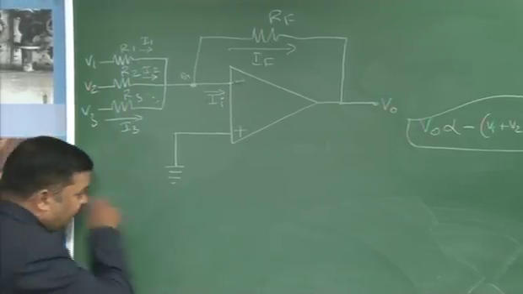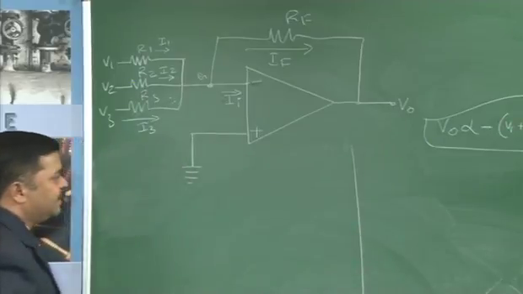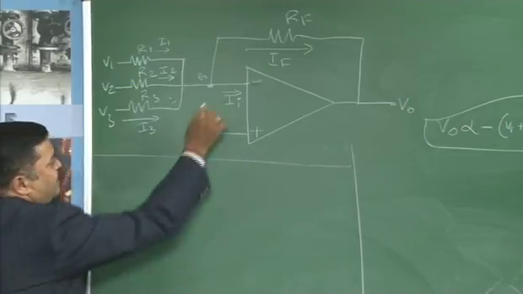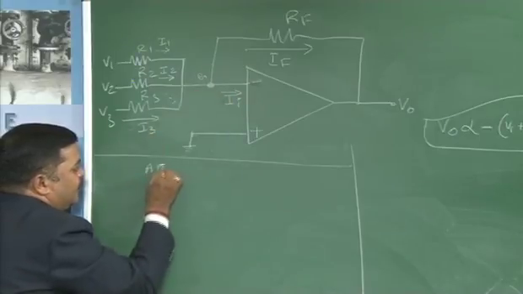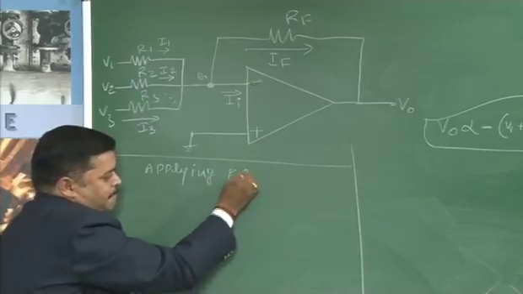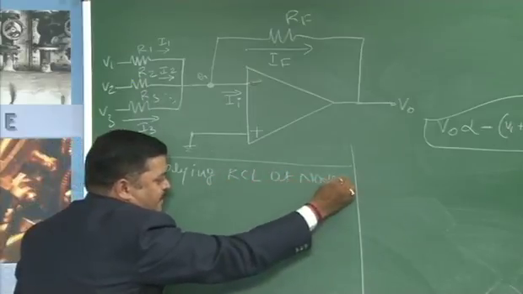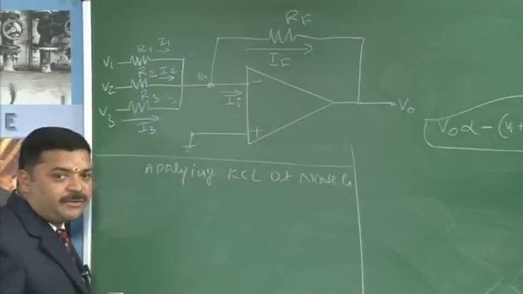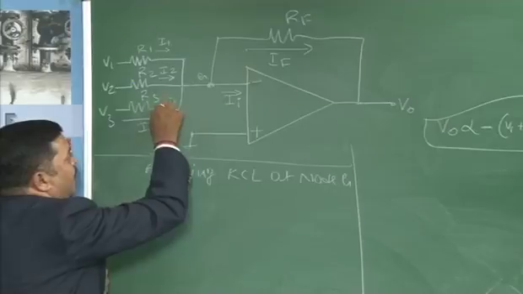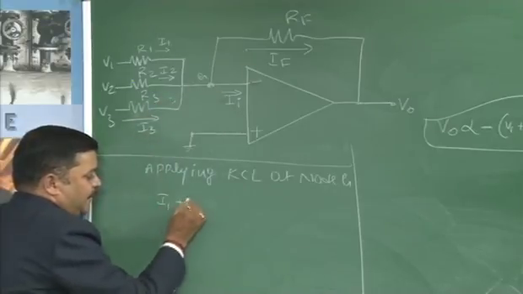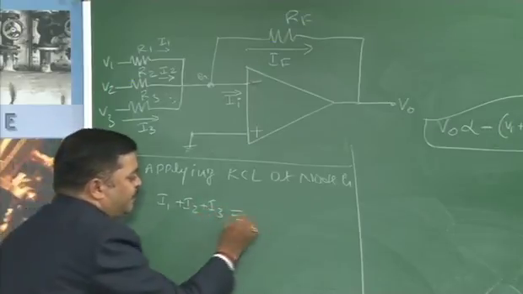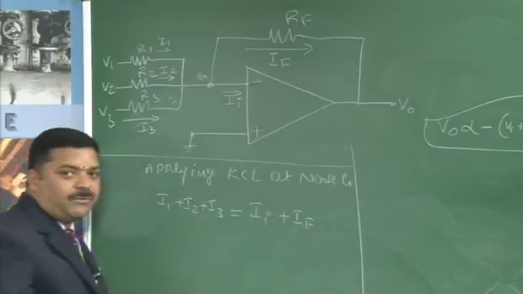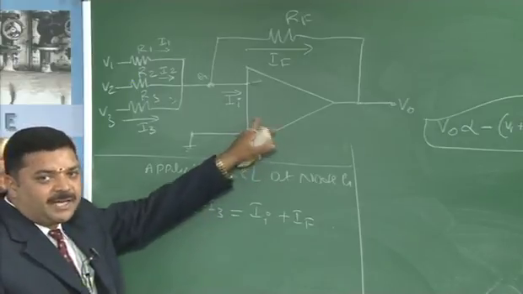Now, let us follow the analysis in the same way which we considered in the previous applications. Applying KCL at node G: the sum of currents entering the node G is equal to the sum of currents leaving the node G. The currents entering are I1, I2, I3. So, I1 plus I2 plus I3 is equal to the currents leaving, which are Ii and IF. Now, Ii is 0 because the operational amplifier is an ideal operational amplifier.